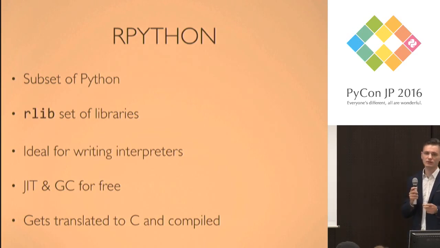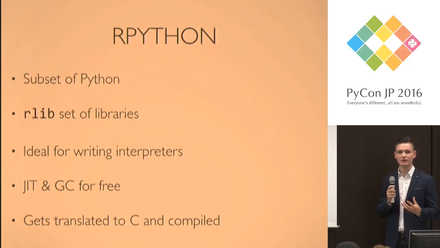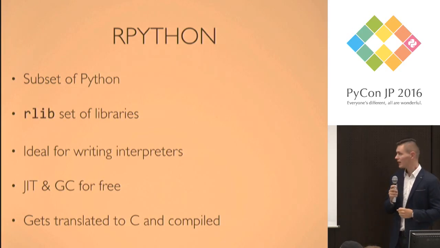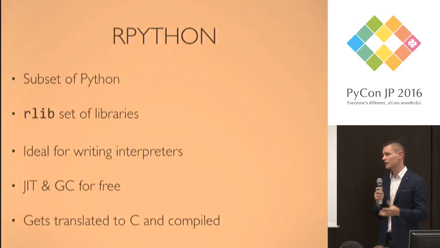It has JIT and garbage collection as part of it. So when you're writing your interpreter, you don't have to think about JIT. You can just add a few flags, and all of a sudden your interpreter uses JIT. And as the final result, you can translate it to C. That C gets compiled, and you have machine-level performance without having written a single line of C code.